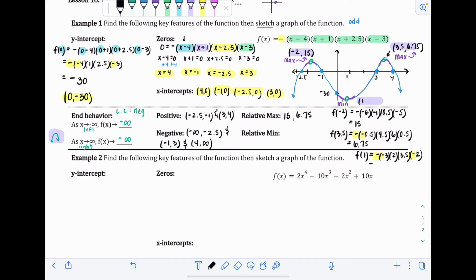And then I have 1, 2, 3 negatives, so I have an odd amount of negatives, so my product will be negative, and then I can multiply the numbers together. So 3 times 2 times 3.5 times 2 again is -42. So this point is approximately (1, -42), and it's a low point in regards to the points around it, so that -42 is a relative minimum.